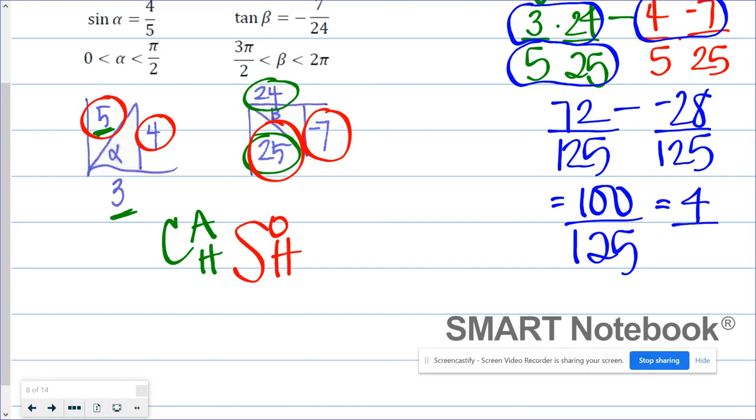I'm fine with either answer. But that is the exact value for these two angles. So now you try it.